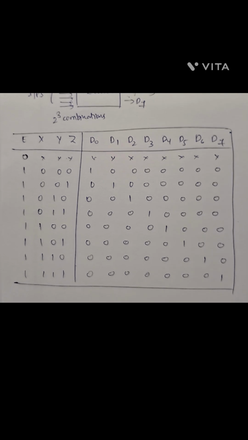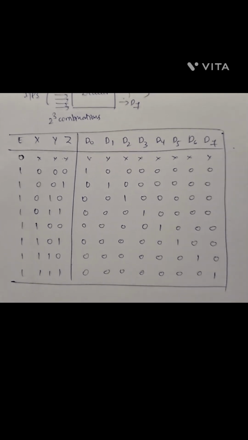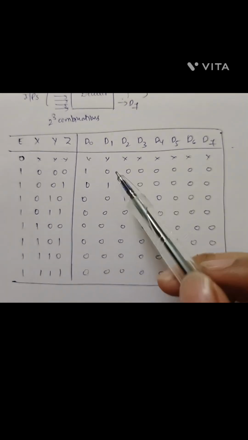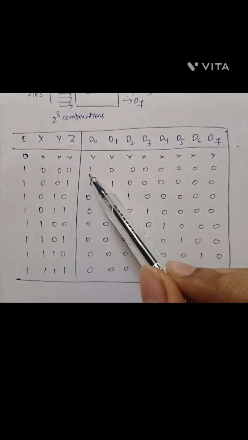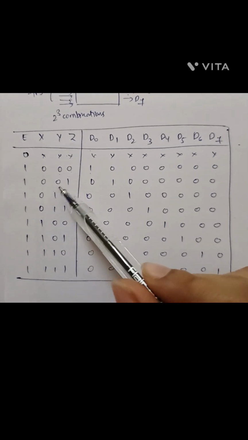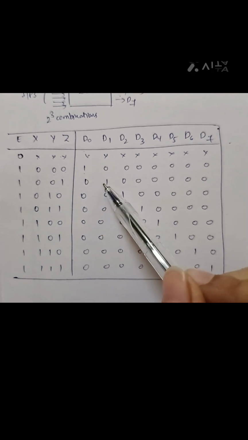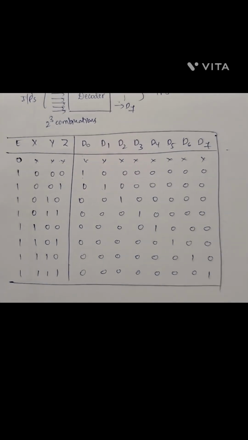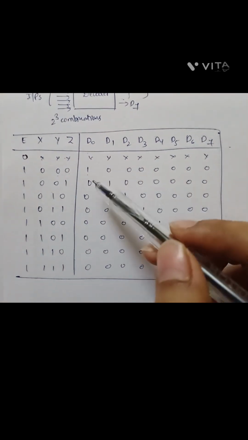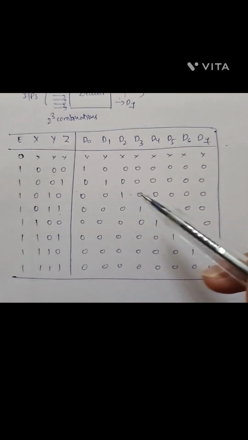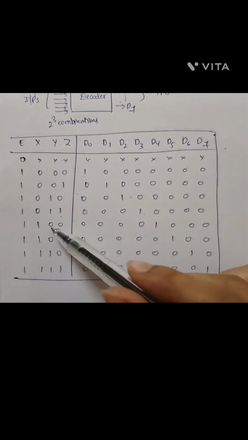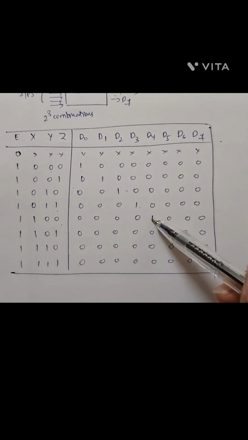If enable is 0, we do not get any output. If enable is 1, and we give the combination 0 0 0, the D0 line is activated. If we give the input as 0 0 1, the D1 line is activated, where 1 means 0 0 1 in terms of binary code. If we give 0 1 0, then D2 is activated. 0 1 1, then D3 is activated. 1 0 0, then D4 is activated.